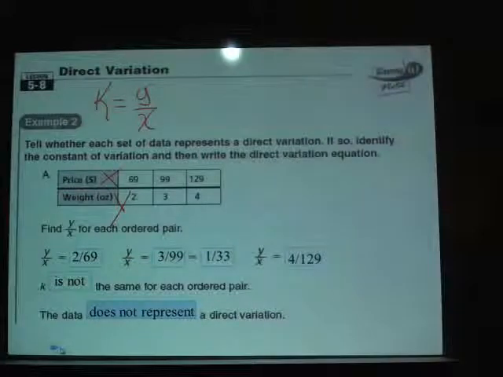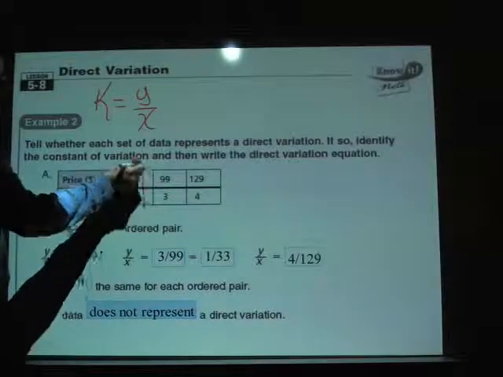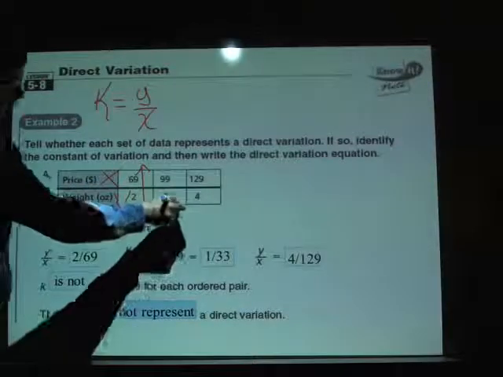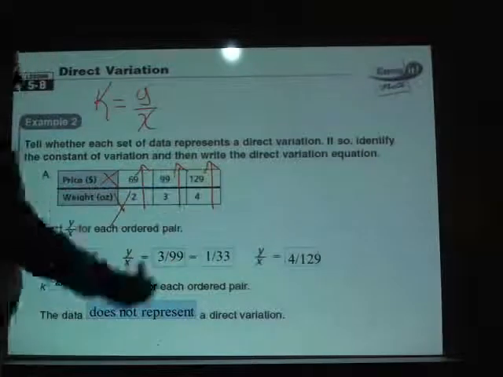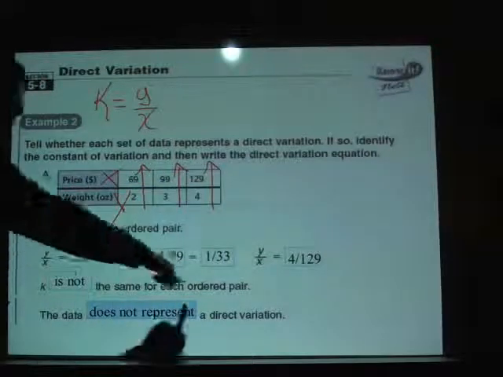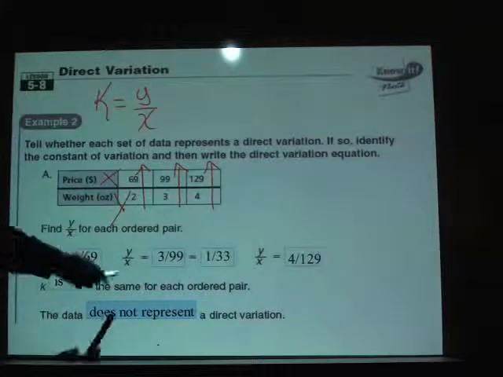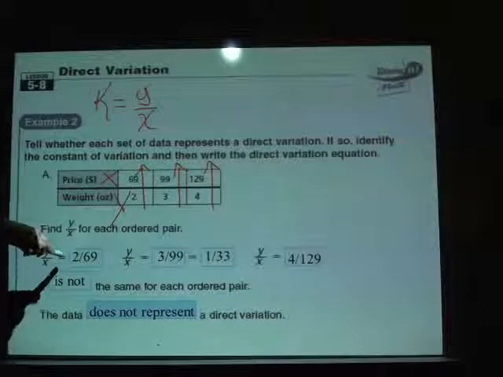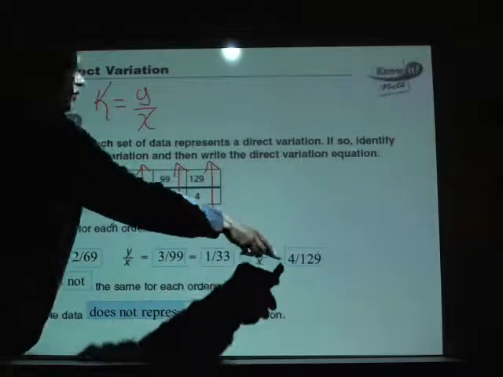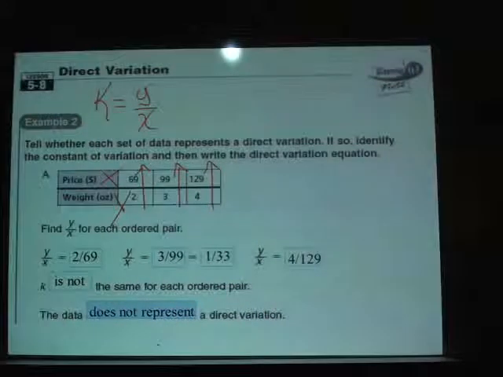All right, so the constant of variation says take my y values and divide them by my x values. So I'm going to do 2 divided by 69 and get a result. 3 divided by 99 and get a result. 4 divided by 129 and get a result, which is what they're showing you down here. Now, as you can see, 3 over 99 is equal to 1 over 33. But these other two, 2 over 69 and 4 over 129, are not equal to 1 over 33. Since those are not equal to 1 over 33, there's no constant of variation here.